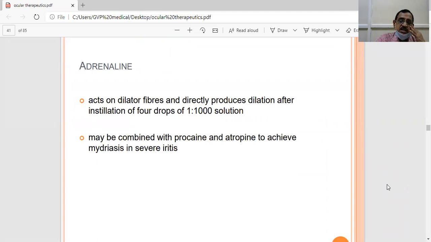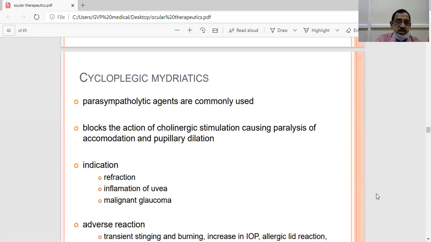Adrenaline acts on dilator fibers and directly produces dilatation after instillation of 4 drops of 1 in 1,00,000 solution. It may be combined with procaine or atropine to achieve mydriasis in severe iritis. Cycloplegic mydriatics are parasympatholytic agents, commonly used. They block the action of cholinergic stimulation, causing paralysis of accommodation and pupillary dilatation. The indications are refraction in individuals less than 40 years, inflammation of the uvea, anti-uveitis, and in malignant glaucoma we give atropine.